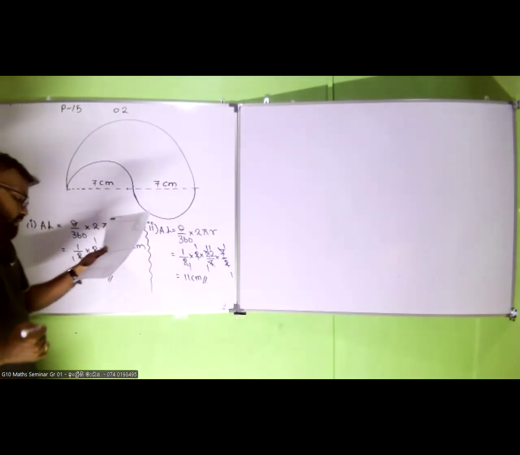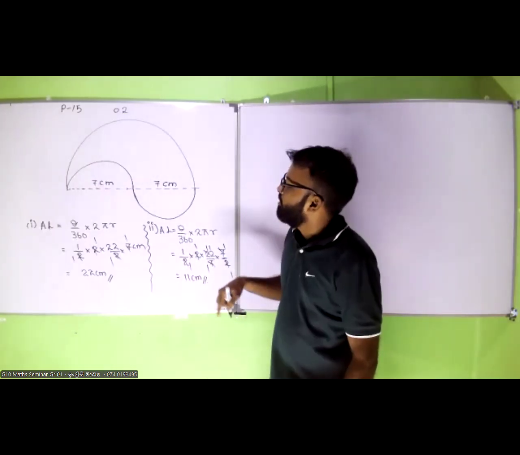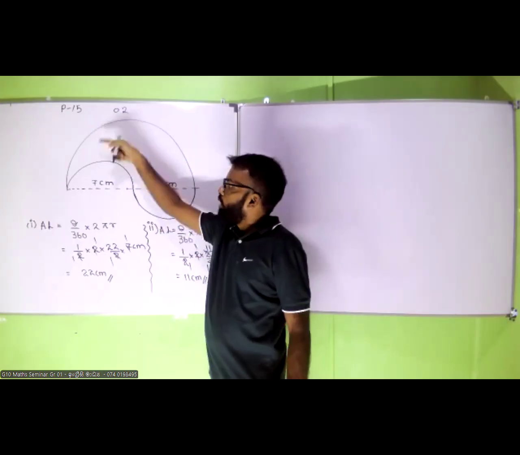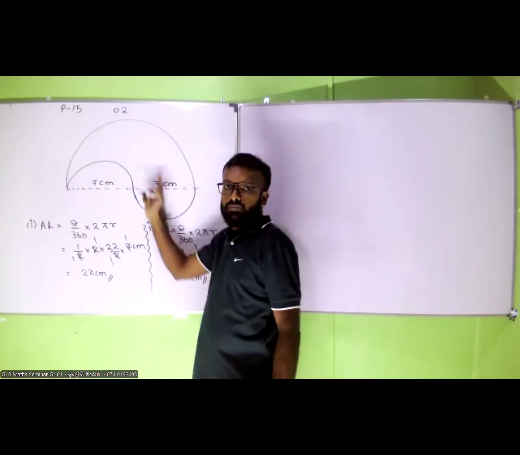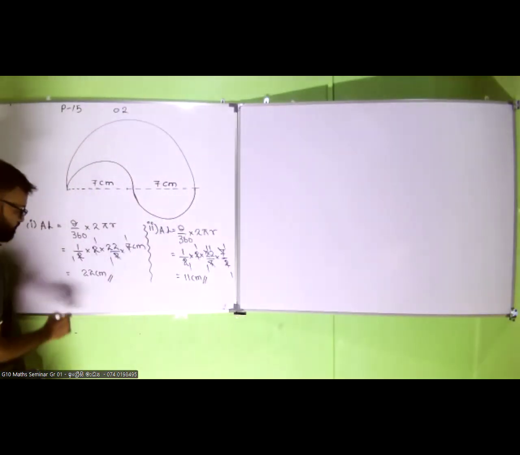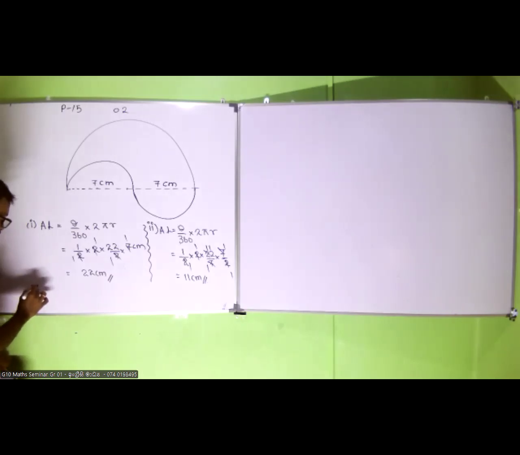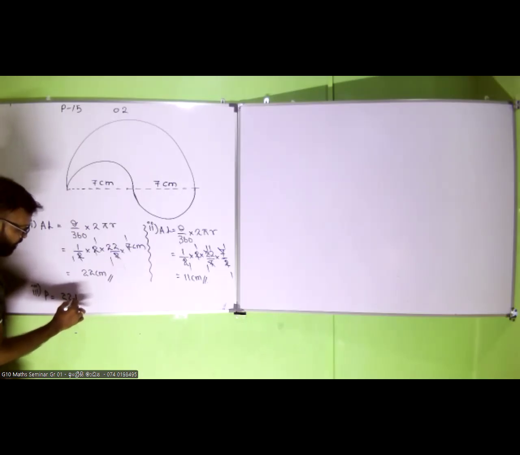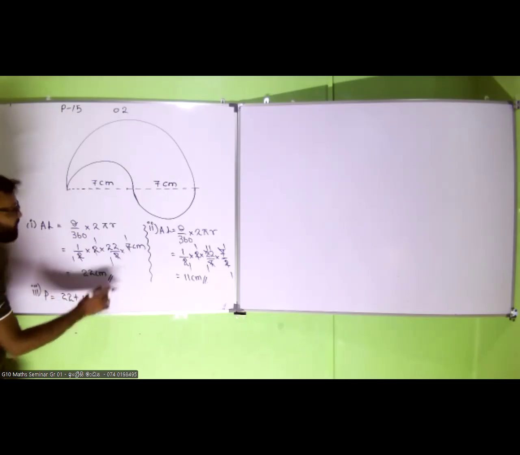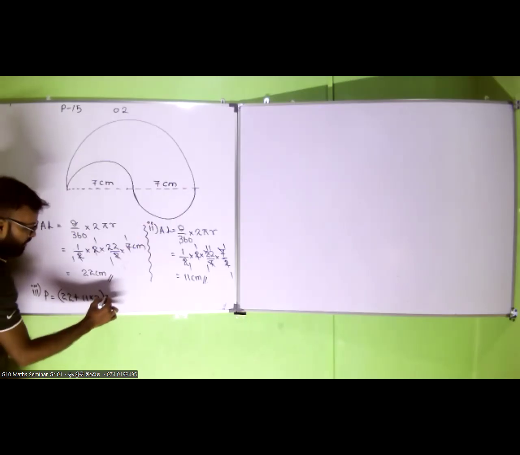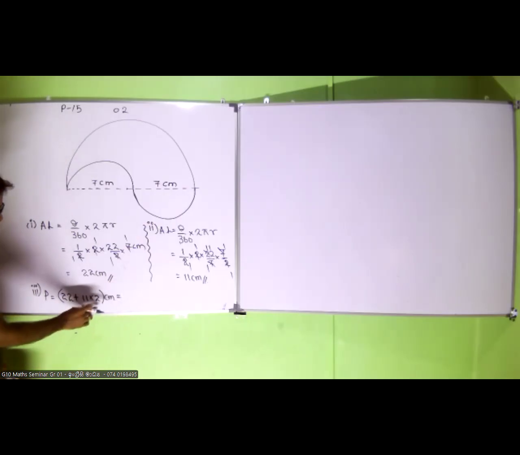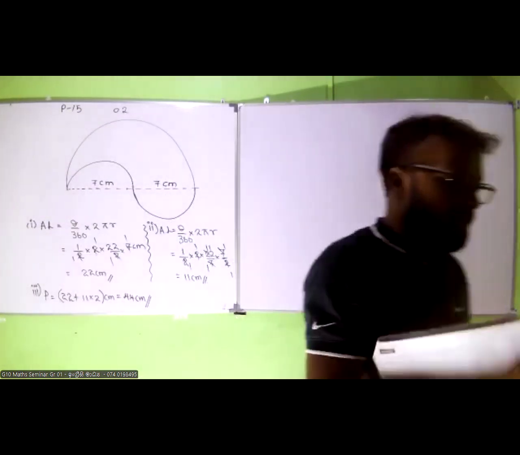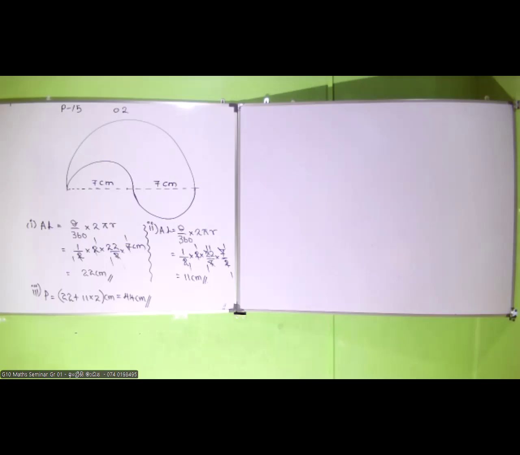Third one, find the perimeter of the shaded region. This is 11, the other is 11, and the biggest one is 22. So 22 plus 11 times 2 will give you the total perimeter of the figure. Perimeter equals 22, which is our biggest one, plus 11 times 2, 11 plus 11. 22 plus 22, 44 centimeters. Done. Take a look at that, there is nothing to understand.